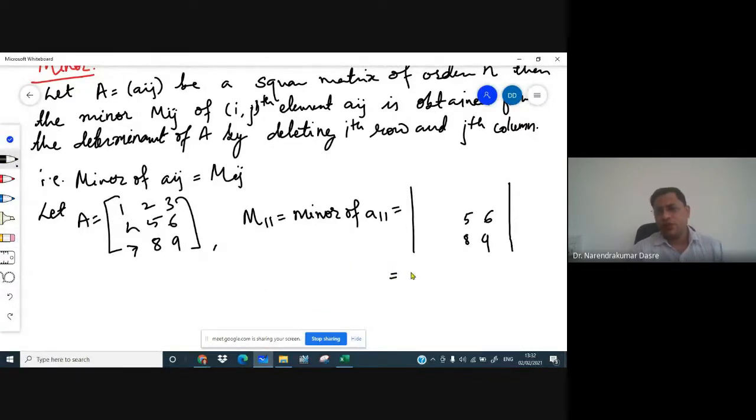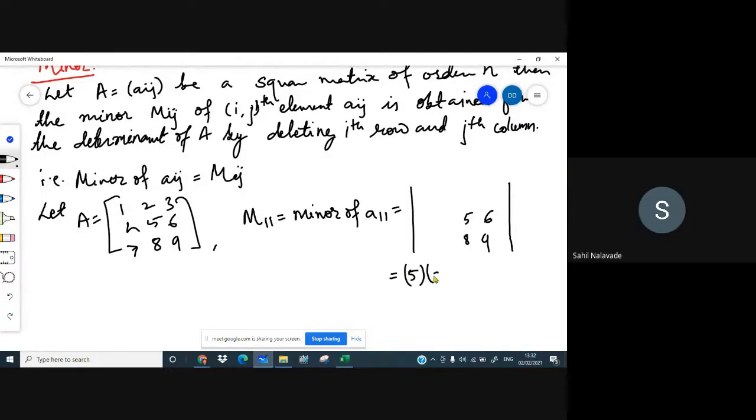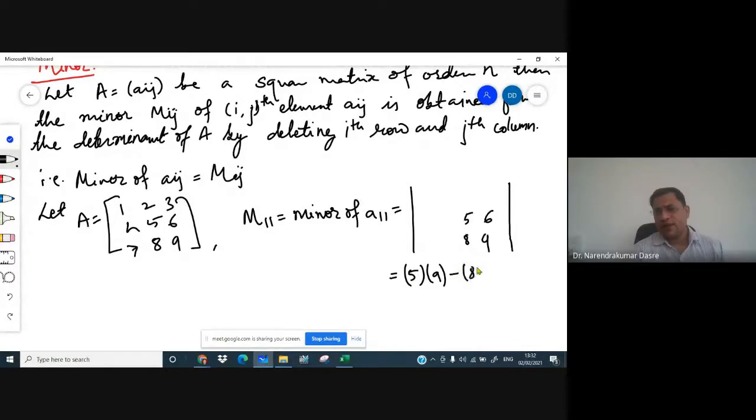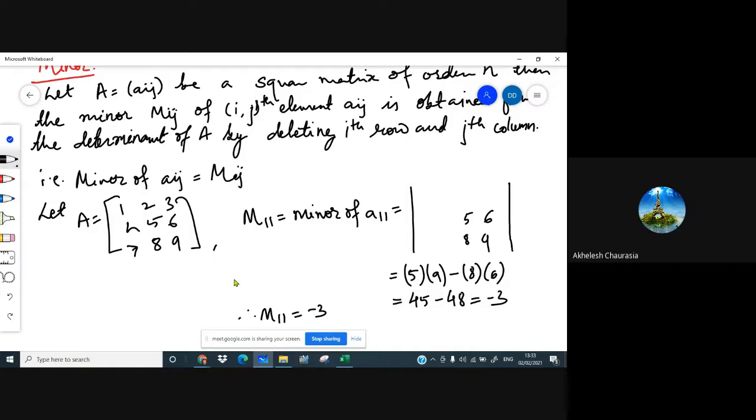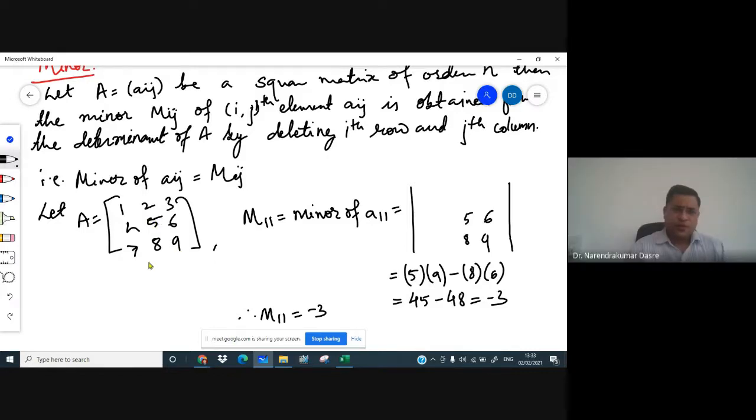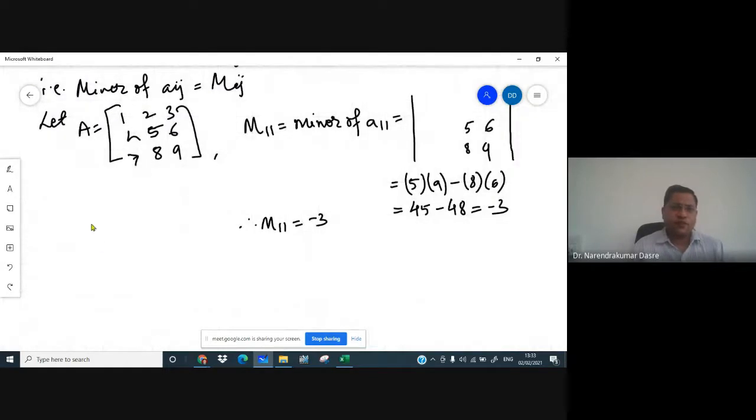So what will this minor be? You'll have 5 into 9 minus 8 into 6. This is 45 minus 48, so it is going to be minus 3. Yes, so you got M11 equal to minus 3. Similarly, we can calculate any of the minors here. Let us try one more.